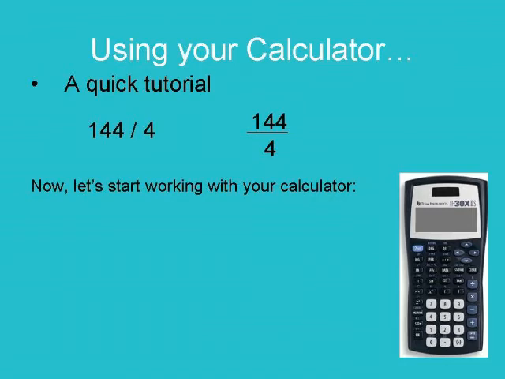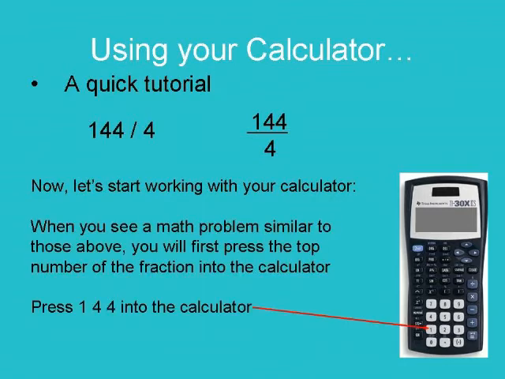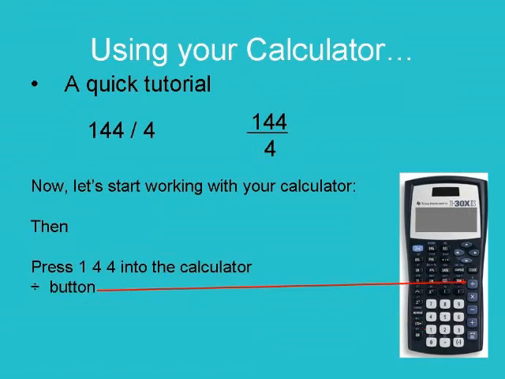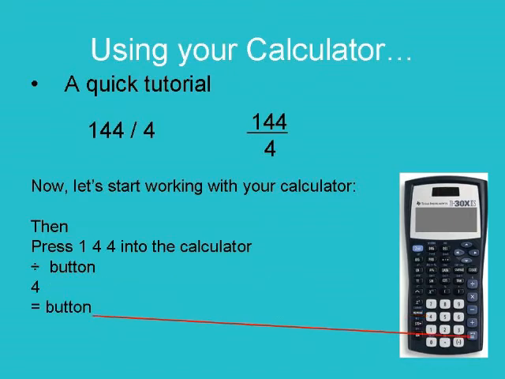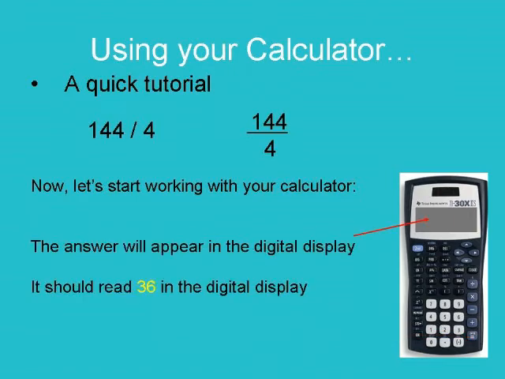Now let's start working with your calculator. When you see a math problem similar to those above, you will first press the top number of the fraction into the calculator. Press 144 into your calculator. Then press the dividing button. Press the 4 for the bottom of the fraction. Now press the equal button. The answer is 36. You should find this in the digital display.